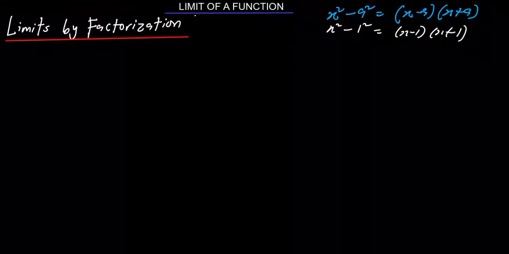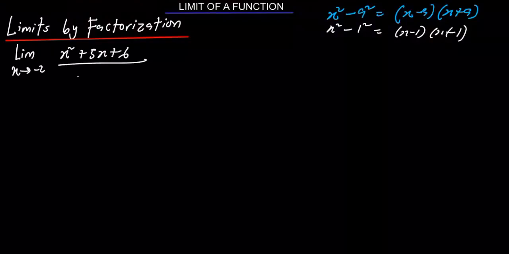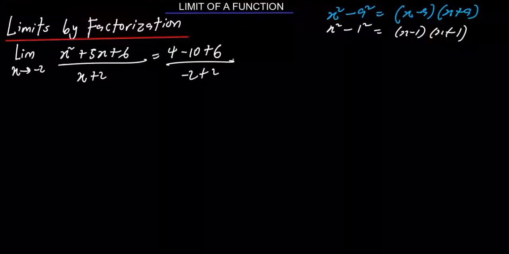If I have a question like this, the limit as x tends to minus 2 of (x squared plus 5x plus 6) over (x plus 2). Now, observe. Let's try direct substitution. This will give me minus 2 all squared, and that will give me 4. 5 times minus 2 will give me minus 10, then plus 6, all over minus 2 plus 2. This will give me 0 over 0, and that's undefined. So I can't present this as my answer.